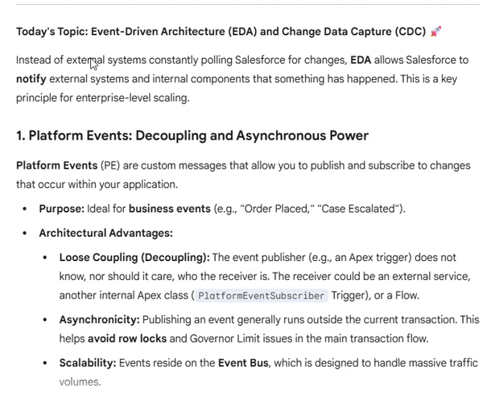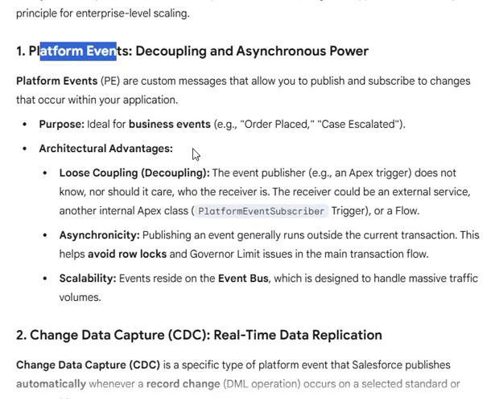So for example, we could use platform events. They allow us to create a custom message, and somebody could subscribe to that message after we publish it. So we need it to notify the system about some specific events which happen in the system, like for example, order created, case escalated, opportunity created, whatever, right? What is our use case?